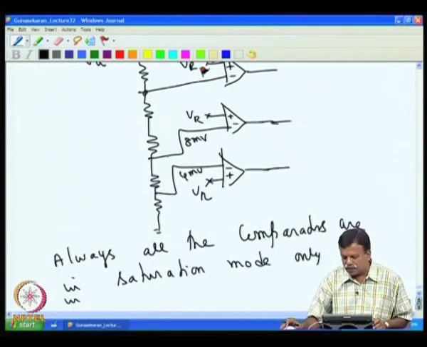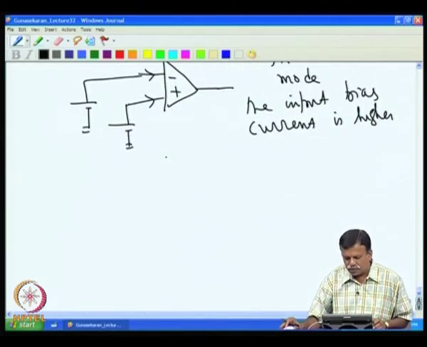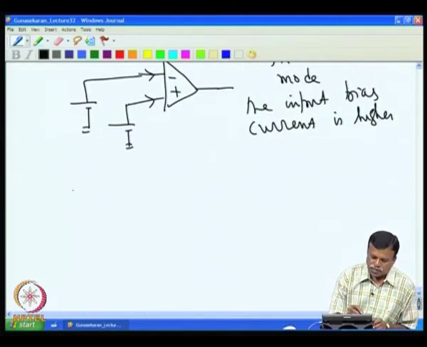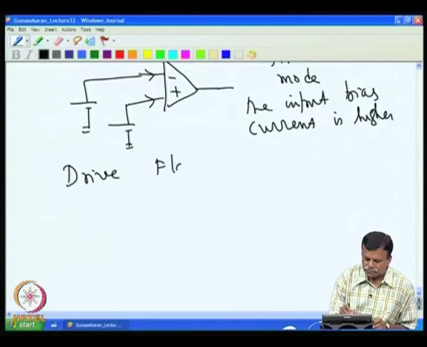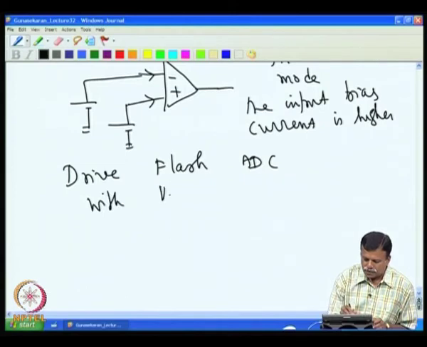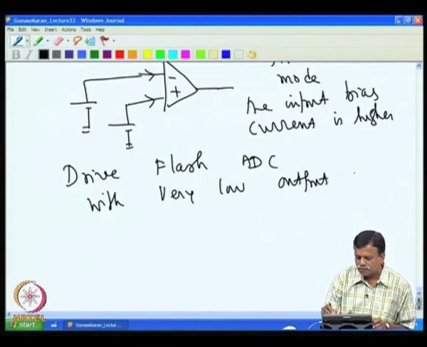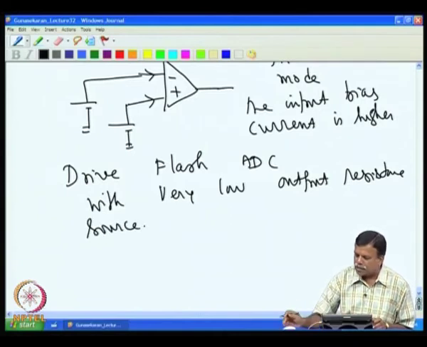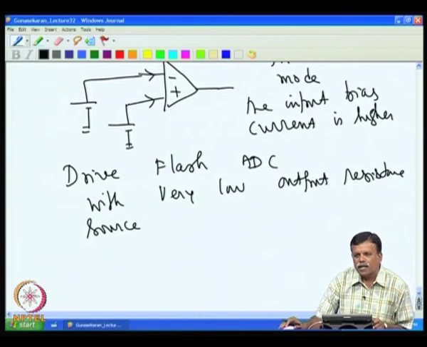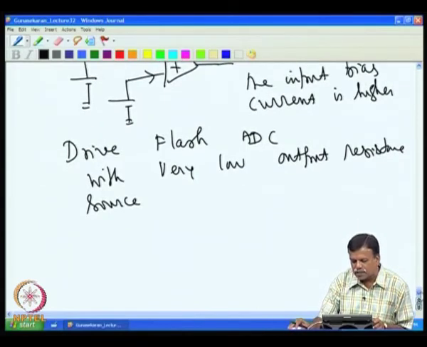So, it is essential that we drive the flash ADC with a very low output impedance source, output resistance source. Otherwise, the varying current, that is the input impedance offered by the flash ADC, continuously varies with respect to the input voltage itself. So, it is essential that we drive this kind of flash ADC with very low output resistance.